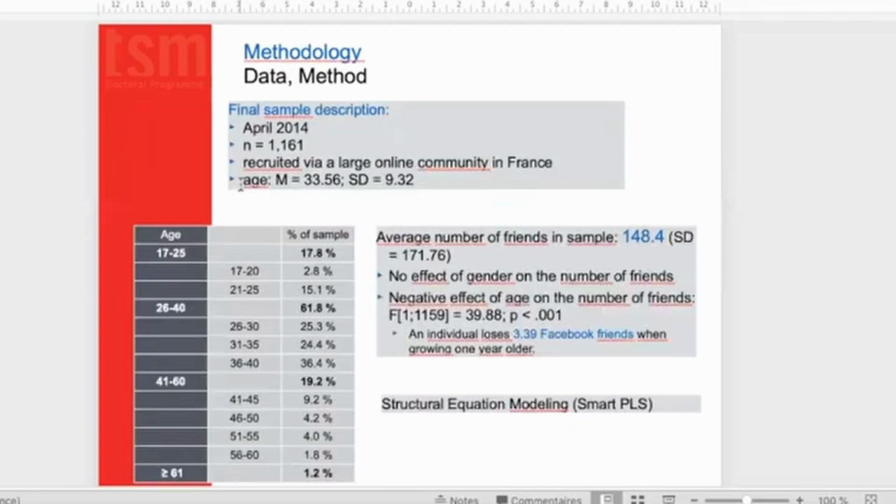The study was done in 2014 with 1,161 representative Facebook users. The average age is 33. We've seen that there's actually no effect of gender on the number of friends, in other words, between men and women there's no difference. You can also see there's a negative effect of age on the number of friends: the older we get, the fewer friends we have on Facebook. We lose 3.40 Facebook friends with every year we grow older. And we used structural equation modeling to analyze the data. Let's have a look at the results.